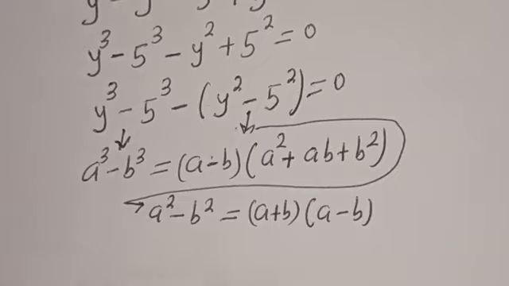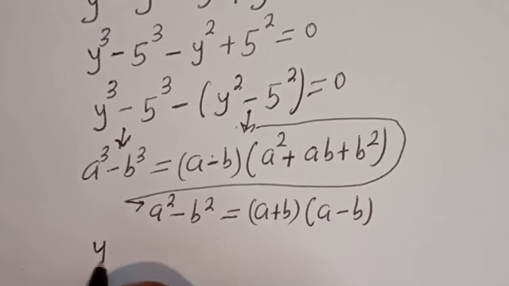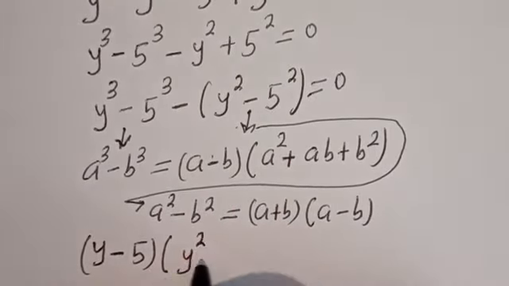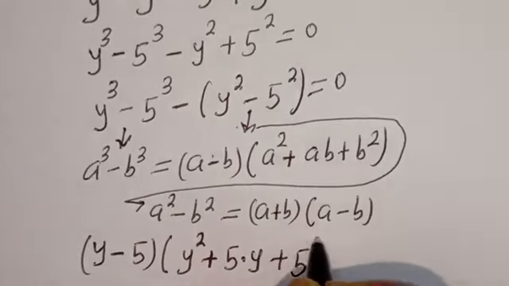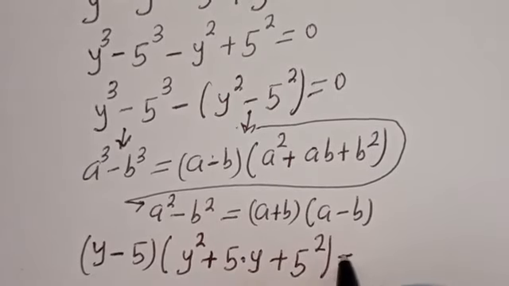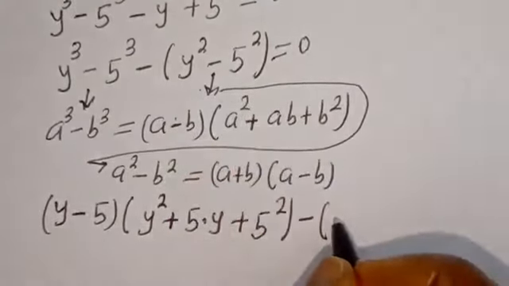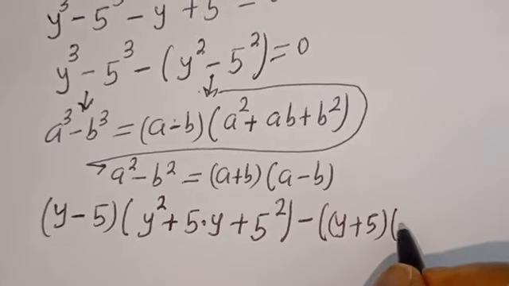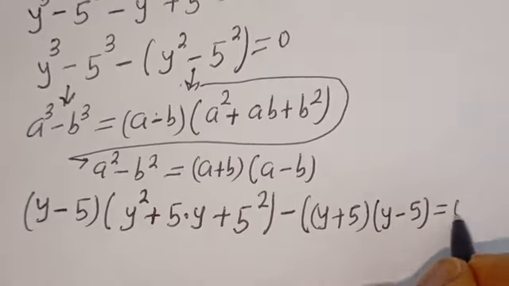Now let's substitute y to the power of 3 minus 5 to the power of 3. This is y minus 5 bracket, here we have y square plus 5 multiplied by y plus 5 square, minus, here y square minus 5 square, that is y plus 5 bracket y minus 5, everything is equal to 0.